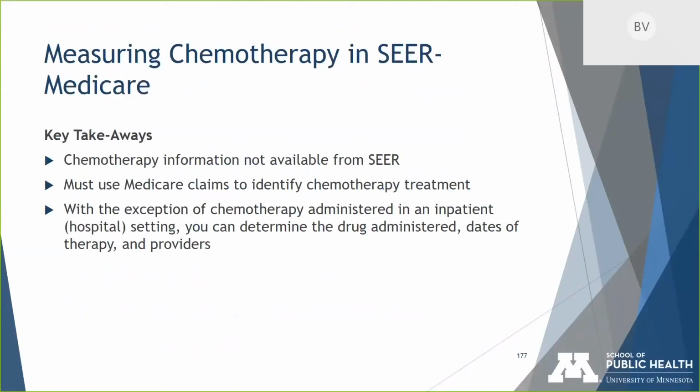So the key takeaways for chemotherapy are that if you're interested in evaluating it, you'll need to look to Medicare sources to identify and measure the type of chemotherapy that an individual received. With the exception of chemotherapy that is administered in an inpatient setting, you are able to identify both the drug that was administered, when it was administered, as well as those providers who provided the care. So you really do have some very rich information on that treatment.